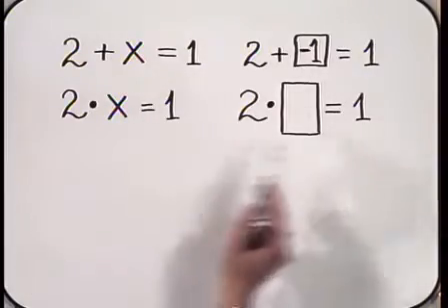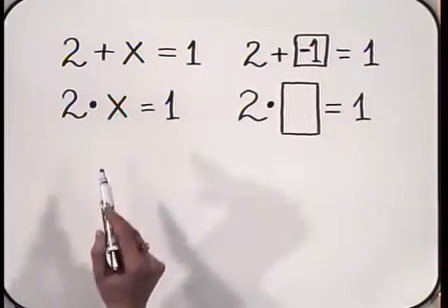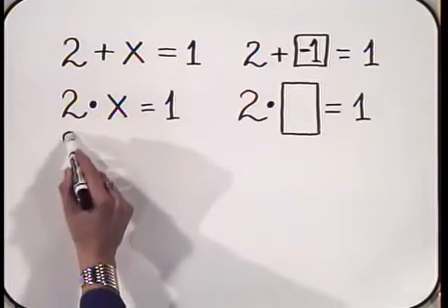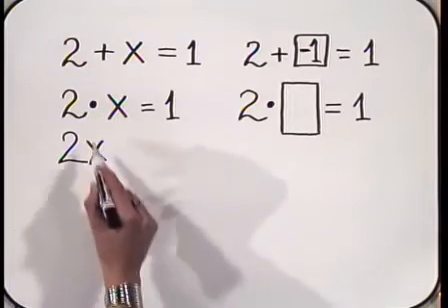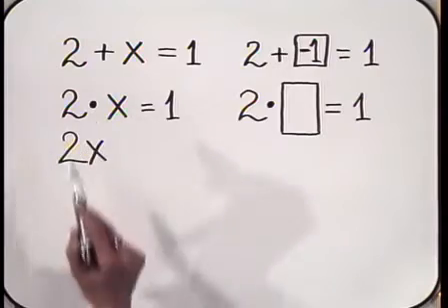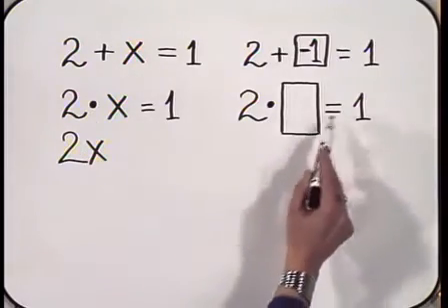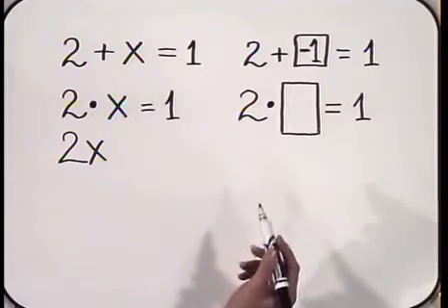Let's look at the second equation here. 2 times x equals 1. In algebra, we could also write that as 2x, but I'm just emphasizing with the dot for multiplication. Or 2 times quantity equals 1. Well, I think you can guess that one too.